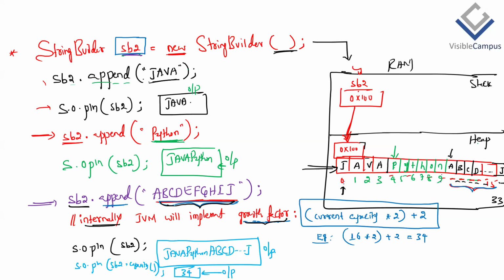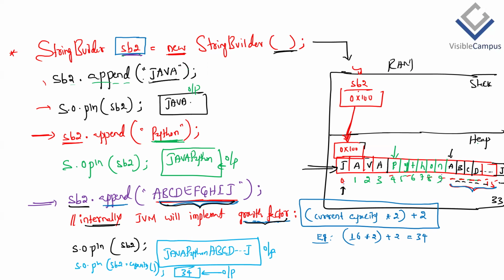What's the length? Count: 10 plus 6 plus 4, total 20. So if you print sb2 dot length, we are going to get the length of the StringBuilder object. That is 20 characters are present, but the total capacity is 34 cells. So this is the StringBuilder, how to declare it, some properties, and if the capacity is not sufficient, what the growth factor concept is. Am I clear? Or do you have any questions? Clear, sir.